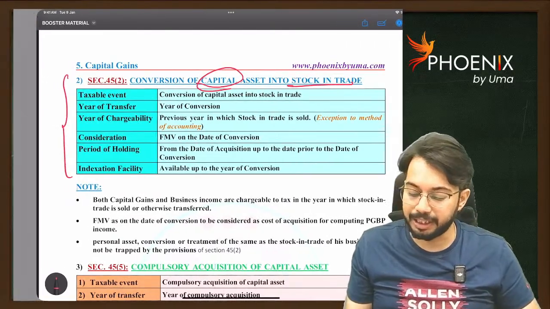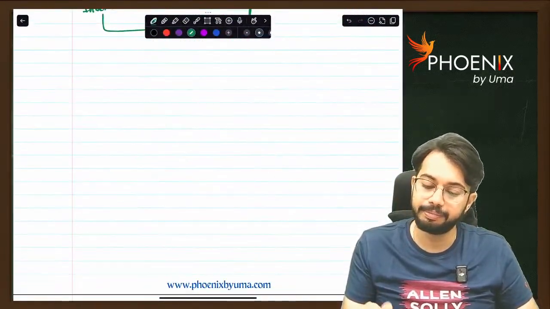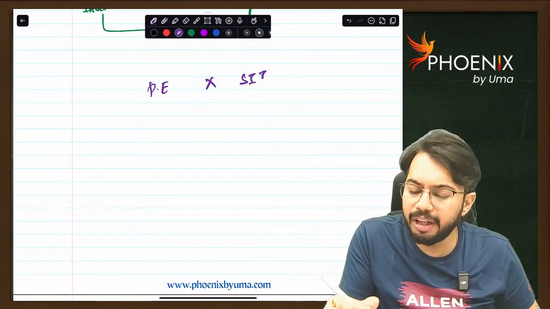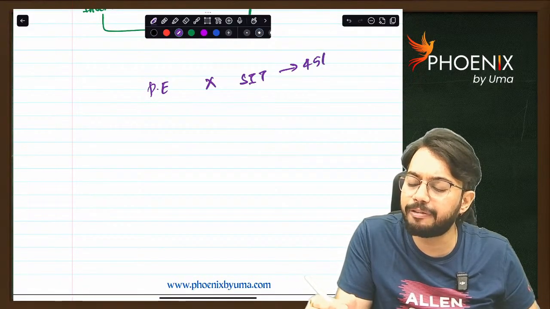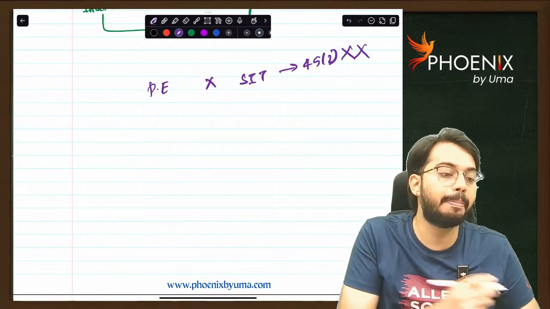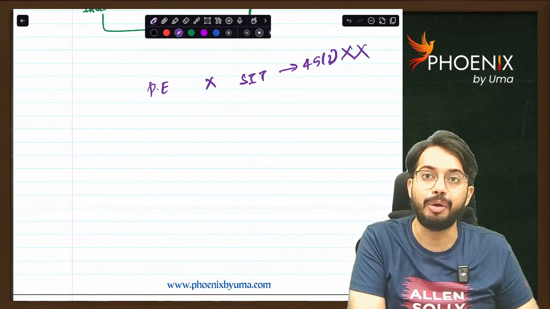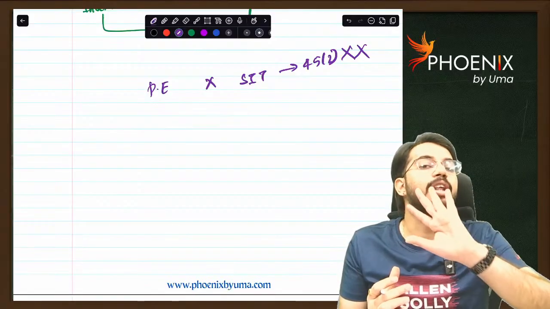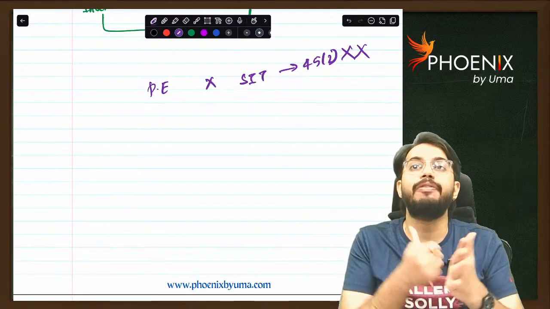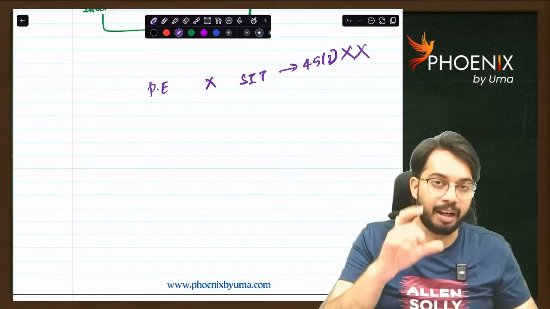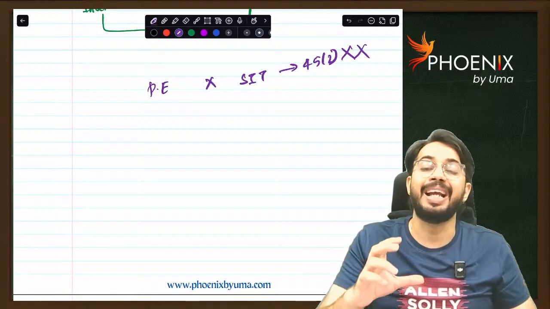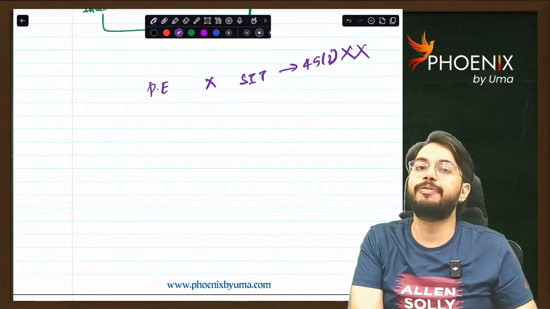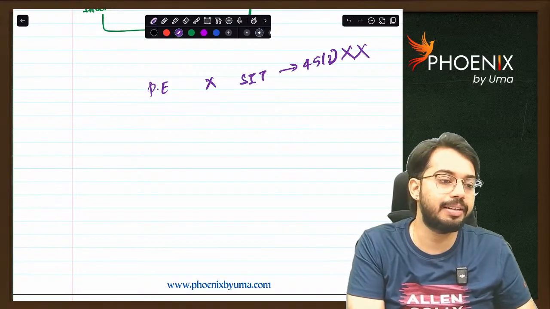But one exception is there. I converted my personal effect into stock in trade. Will it be trapped by provisions of 45(2)? No, it will not be trapped by provisions of 45(2). That means if I convert my personal effect into stock in trade, 45(2) will not get attracted. 45(2) gets attracted only if I convert my capital asset into stock in trade. Then only 45(2) gets attracted. Otherwise, 45(2) will not get attracted. Is it clear?